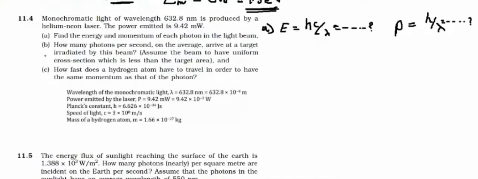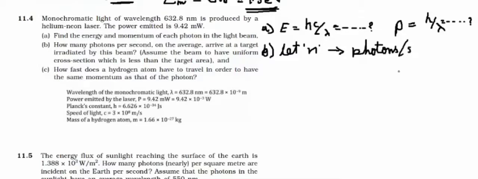Now come to part B of the question. How many photons per second on the average arrive at a target irradiated by this beam? Number of photons per second you have to calculate. So here take part B. Let n be the number of photons per second. Then energy per second.